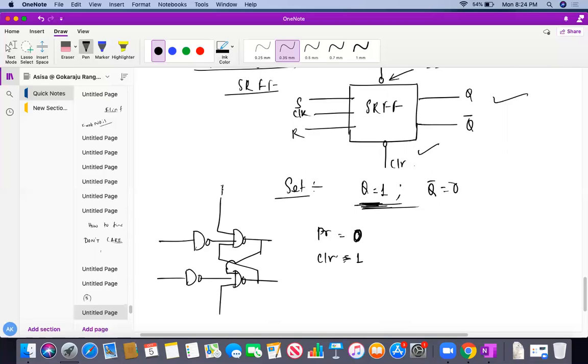Okay. So this is my preset. So this is my clock. S, R, Q, Q bar. So what I am saying, in order to make Q equal to 1, if it is active low, I have to put preset equal to 0.